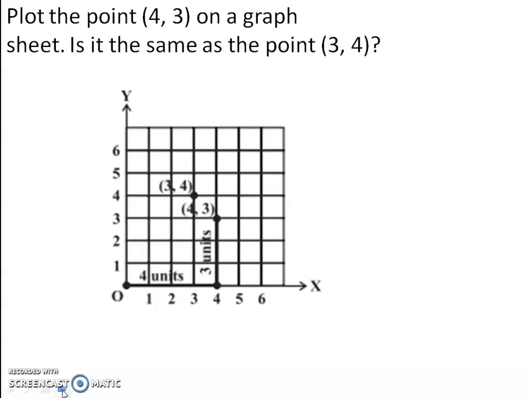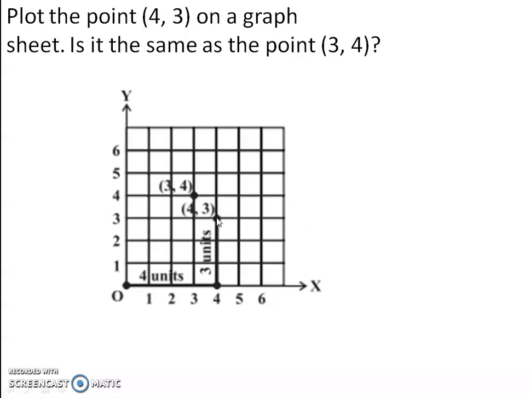Now let's see the plotting of the point. Plot the point 4, 3 on a graph. Students, I told you the first number indicates the distance you move towards right. So we will count from 0, 1, 2, 3, 4. Now you reached here. Now you have to go the second number times. The second number here is 3. So we'll move 3 units up. 1, 2, 3. So this is your point 4, 3.